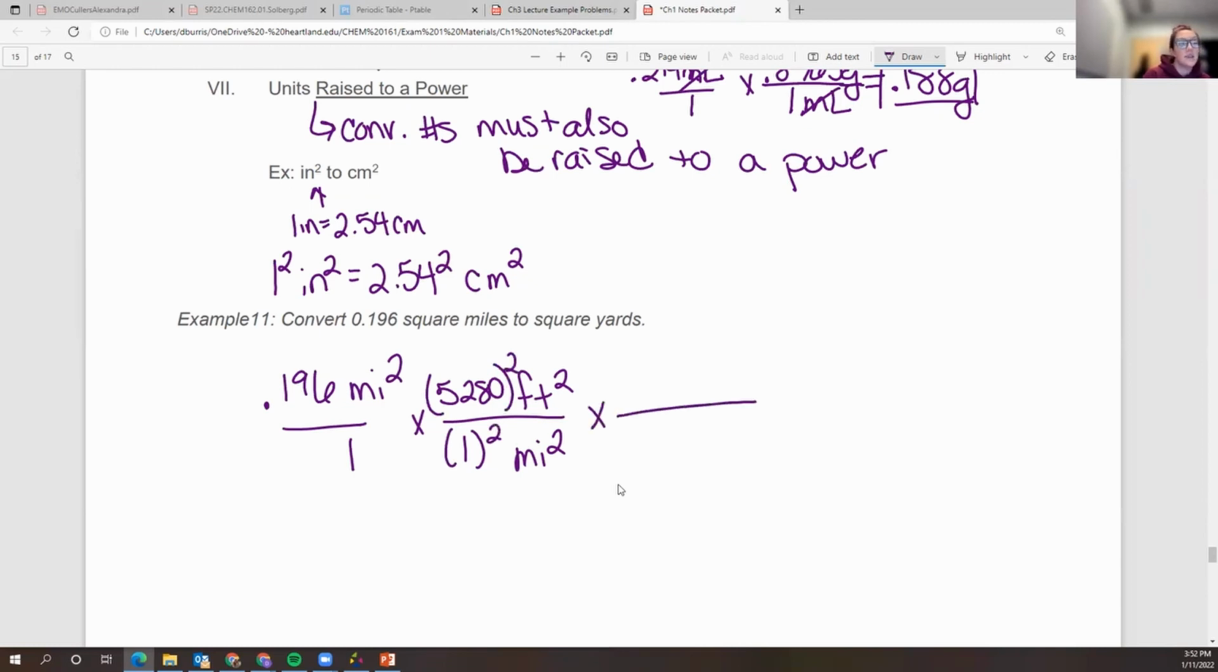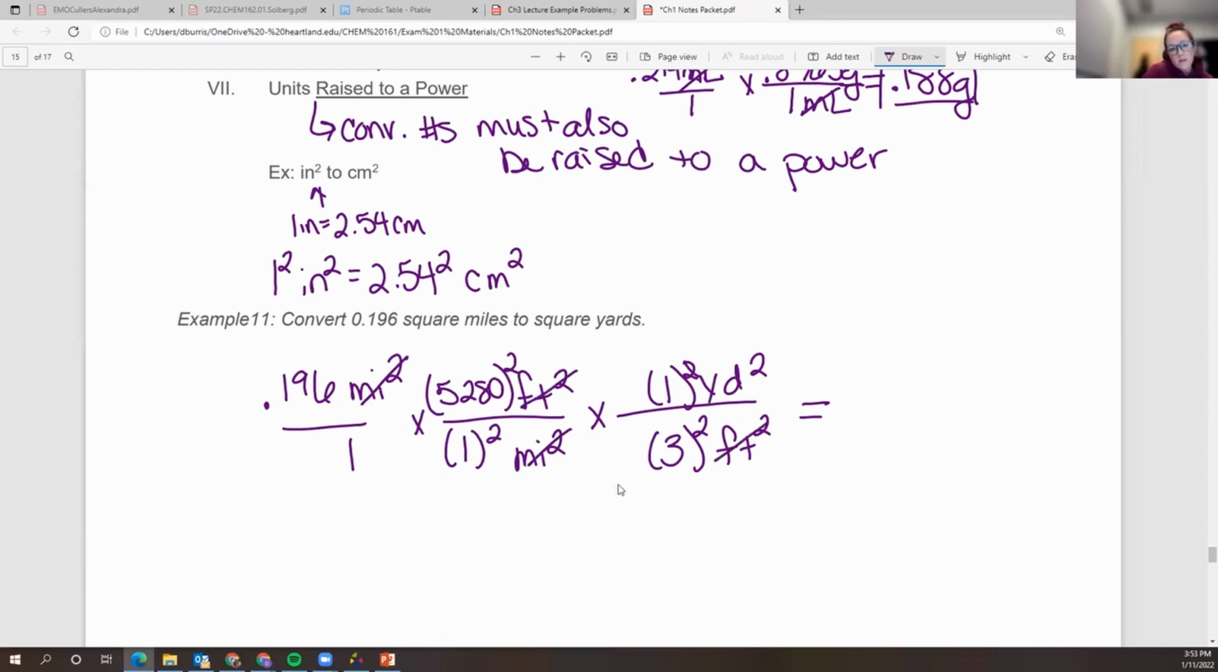Okay, now I can do the same thing with feet to yards. Square feet to square yards. Yards squared. I know that there are 3 feet in a yard, so there are 3 squared feet in a square yard, and now I can do my math, right? All my units cancel out. Square miles, square feet, and I'm left with square yards.